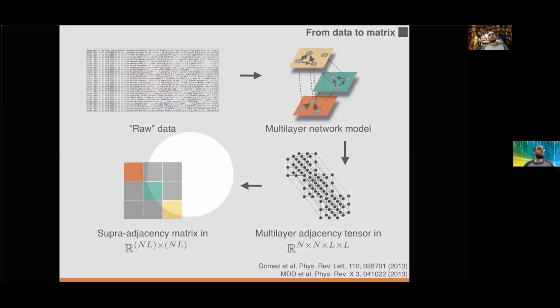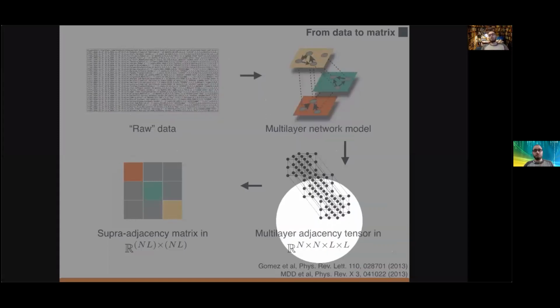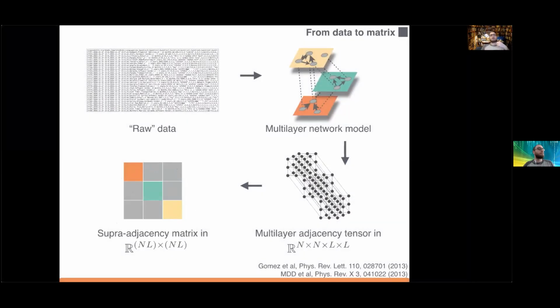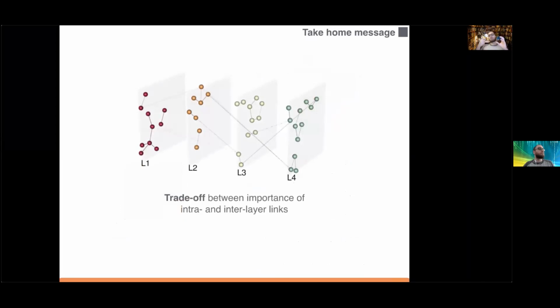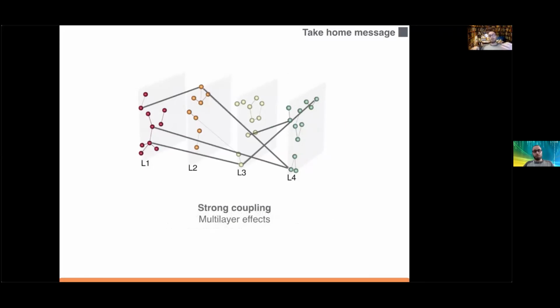So the whole information flow is as follows. You start from the data, then you have some good reason to build a multi-layer network model for your data. You map this to the multi-layer adjacency tensor, and eventually you work, most of the time at least, operationally with a supra-adjacency matrix. And what I want you to remember is that there is a trade-off between the importance of intra and interlayer connectivity. When the coupling between the layers is weak or nonexistent, most of the time there are no multi-layer effects. So you can analyze the system in terms of the single layers. But when this connectivity is strong, then the multi-layer effects emerge, and you cannot neglect them if you want an accurate representation of both the structure and the dynamics of your systems.